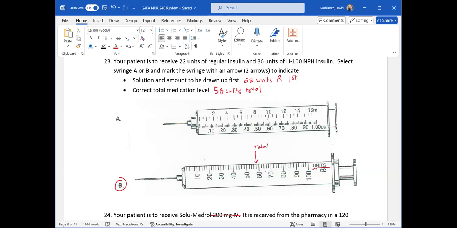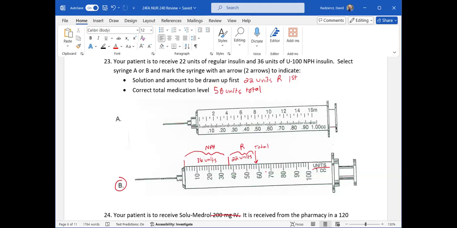and you're going to make another mark at 36. Now, the distance between 36 and 58 is 22. And this is your regular insulin. There's 22 units here. And then from this point to the 36, that's your NPH. And again, there's 36 units here. This is how they want you to mark the syringe, indicating that your regular insulin is in that range up to the 58 units.